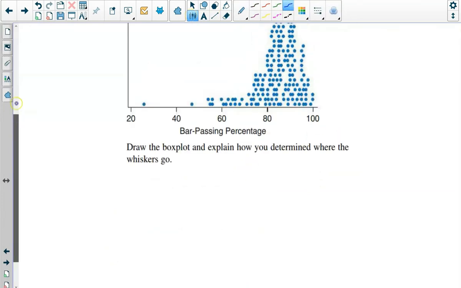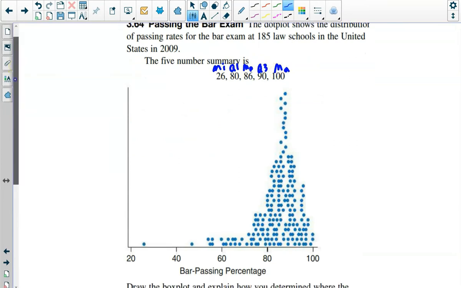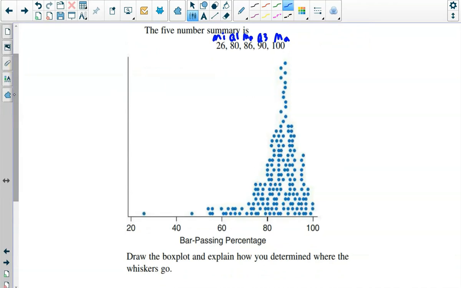So your 5-number summary goes in order. This is the minimum. This is quartile 1. This is the median. This is quartile 3. This is the maximum. All right? So first, we need the interquartile range. So we're going to take 90 minus 80, which is 10.